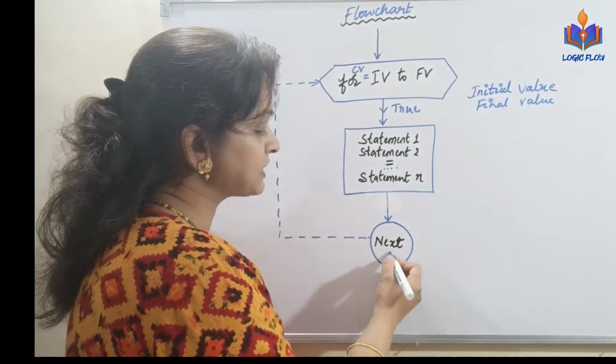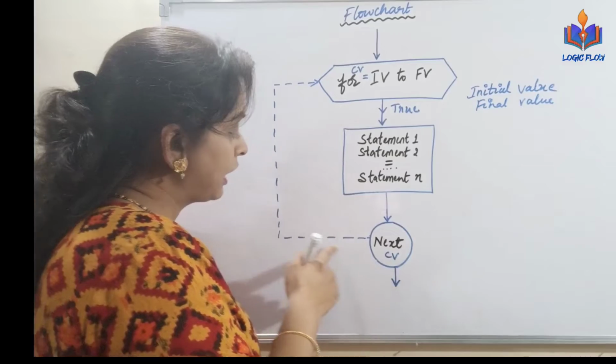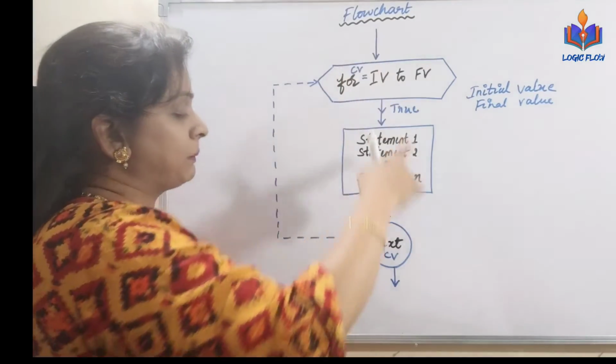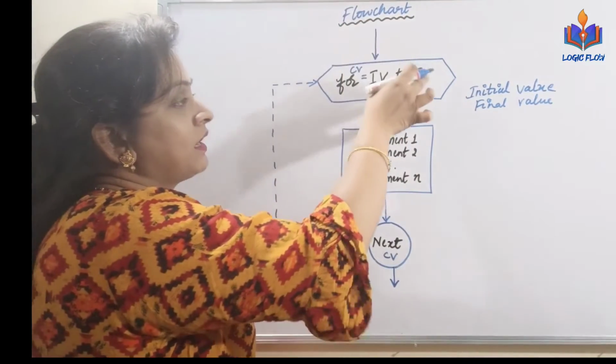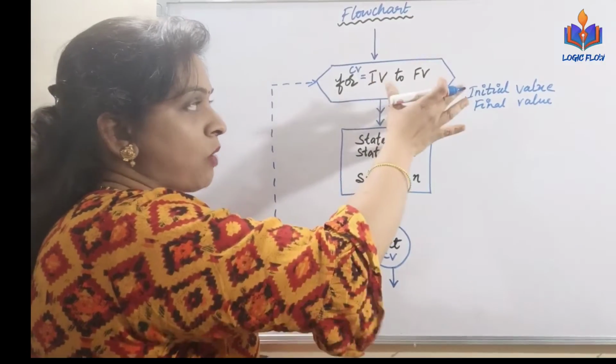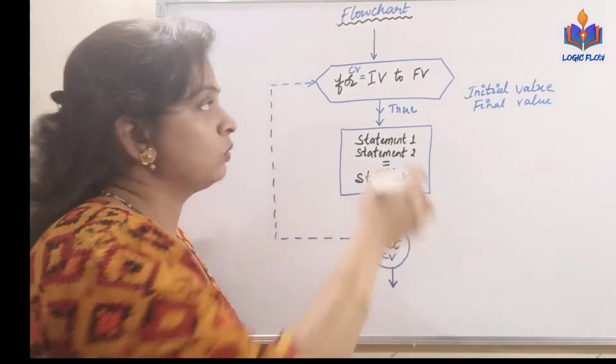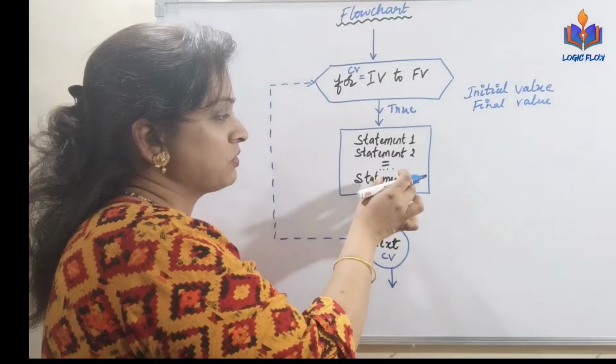So I can represent this control variable here. It will go to the control variable. It is going to loop back. Then again I need to check whether I am within the bound, within the final value. If true, execute the statements.